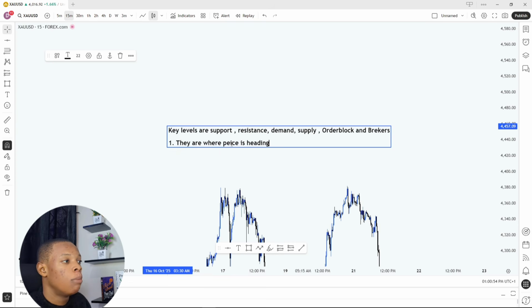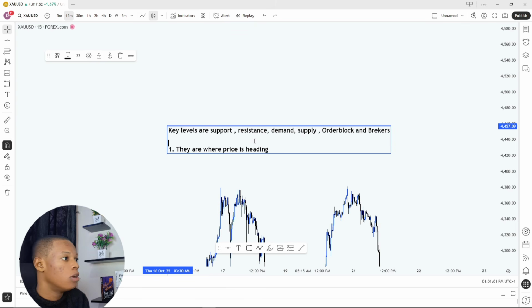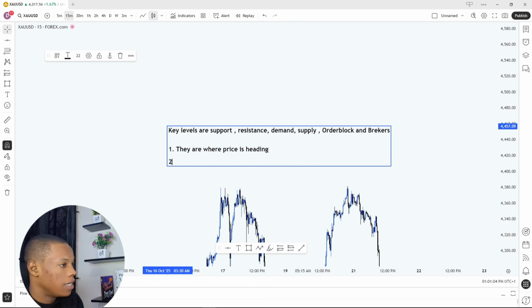If price is going up, I can easily say, okay, this is the nearest key level, and this is a level where price is likely going to get to. So I now know where price is heading, meaning I can start looking out for buys till the price gets there. I'm going to show you everything. Then, if it's going down, I can say, okay, this is where price is heading, and I can start looking out for sells till the price gets there.